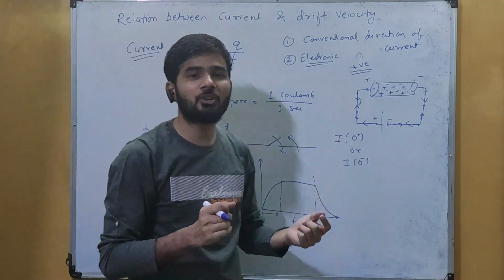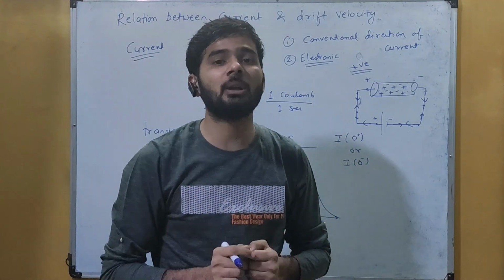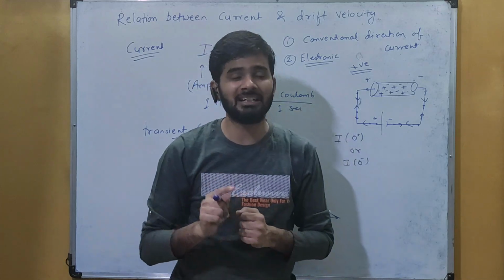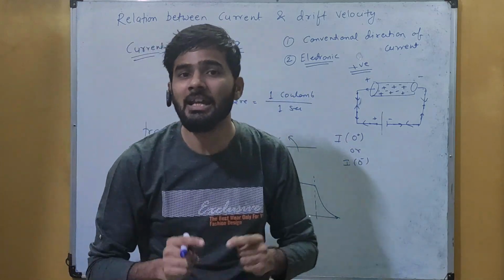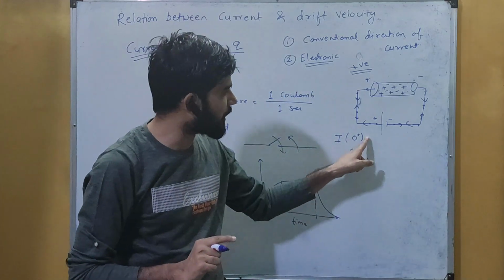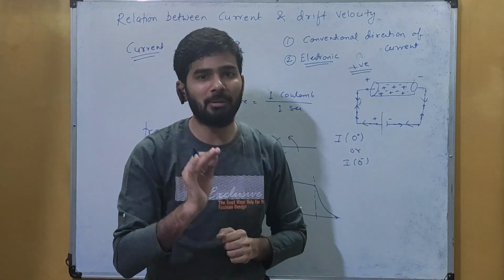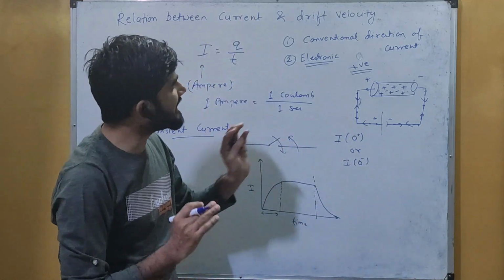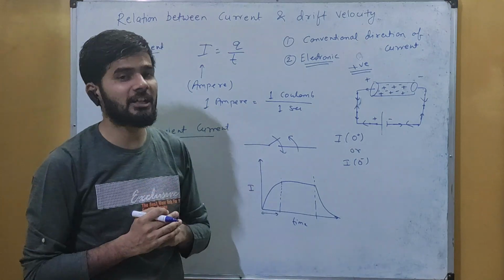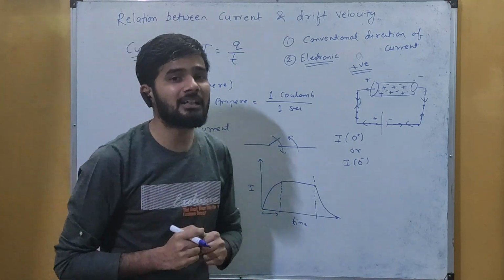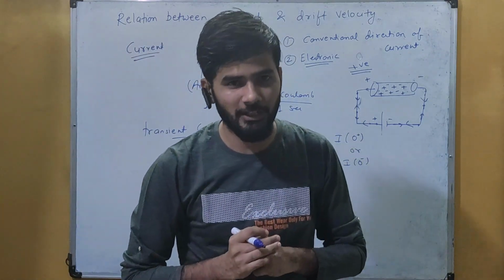Okay, and whenever we are drawing any circuit, and whenever we are representing the direction of current, that direction of current should be the conventional direction of current, that is from the positive to the negative side of the battery. Okay, now we have seen the conventional and electronic direction. Now, is this current a scalar or a vector quantity?